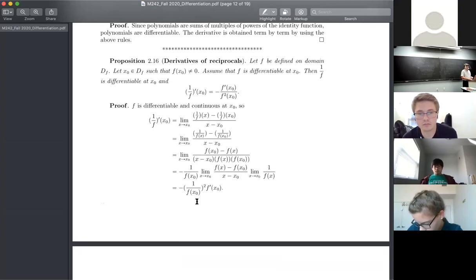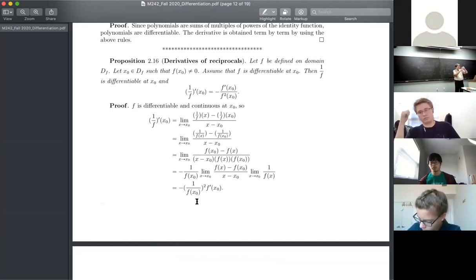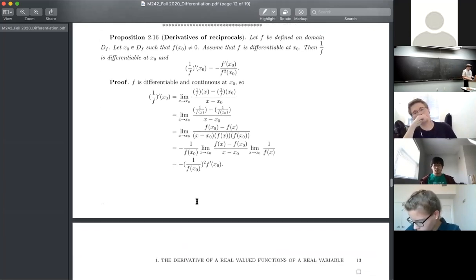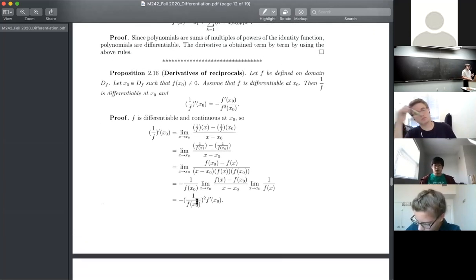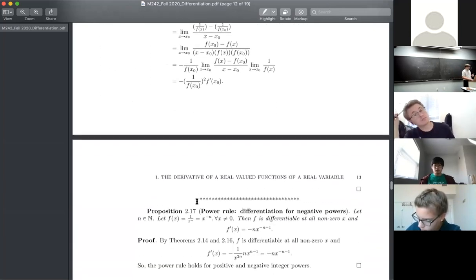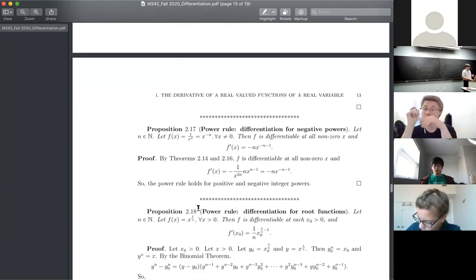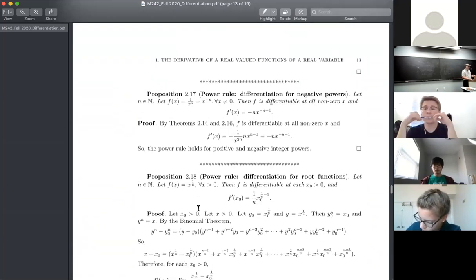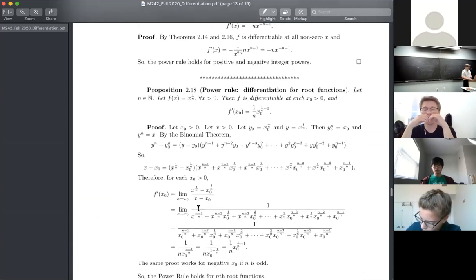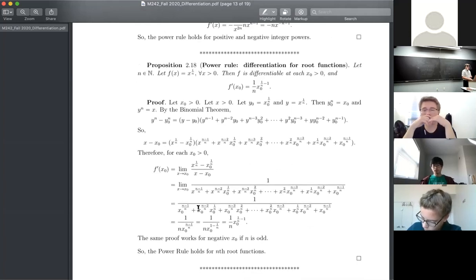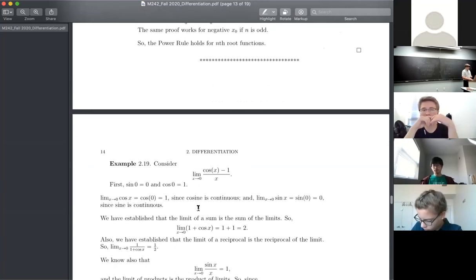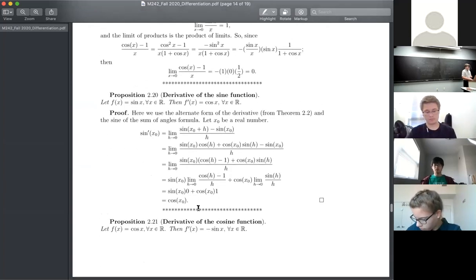And then it gets harder. We talk about how you differentiate a reciprocal. Why is that? Because I might want to differentiate 1 over x. 1 over x is the reciprocal of x, you see? So this, at the bottom of page 12, is how you differentiate a reciprocal. We want to do that because I want to later differentiate quotients. But first I have how you differentiate negative powers. How do you do roots? What's the formula for roots? And a little bit later down here, we talk about the derivative of the sine function.